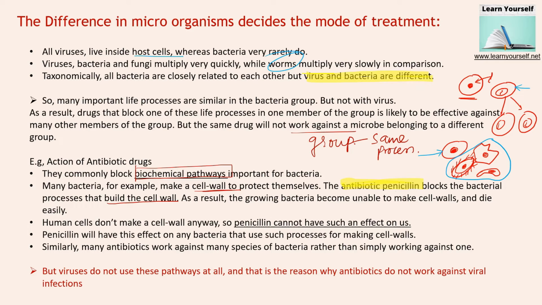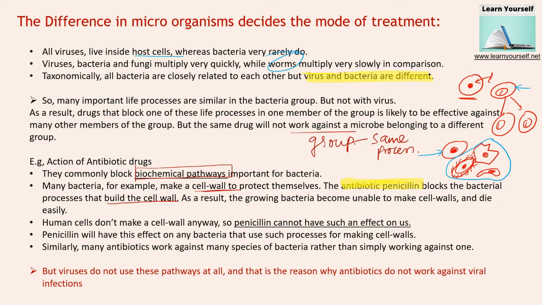Penicillin will have this effect on any bacteria that use such a process of making a cell wall. Similarly, many antibiotics work against many species of bacteria rather than simply working against one. So all the bacteria that make a cell wall, upon them we can take penicillin and cure our infection.